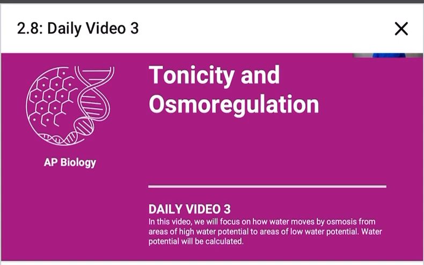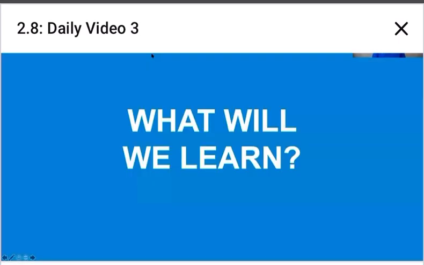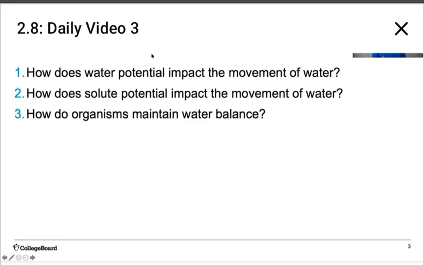Today we're looking at topic 2.8, tonicity and osmoregulation. So, what will we be learning today? We're going to look at how water potential impacts the movement of water, how solute potential impacts the movement of water, and finally, how organisms maintain water balance.